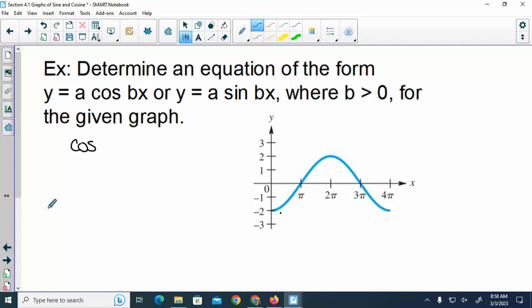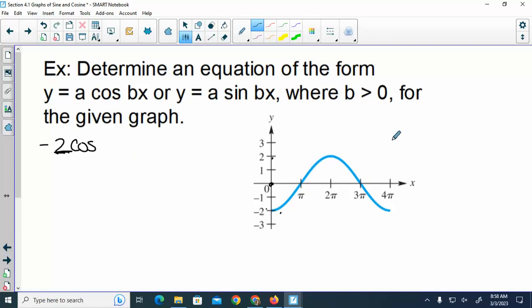Okay, so what makes a graph flip? A negative. Okay, so we know it's a negative cosine. Then the number in front of cosine is our amplitude. So that's your high or low point. So our amplitude here was 2. So negative 2 cosine. All right, now we just have to figure out what goes with the x.